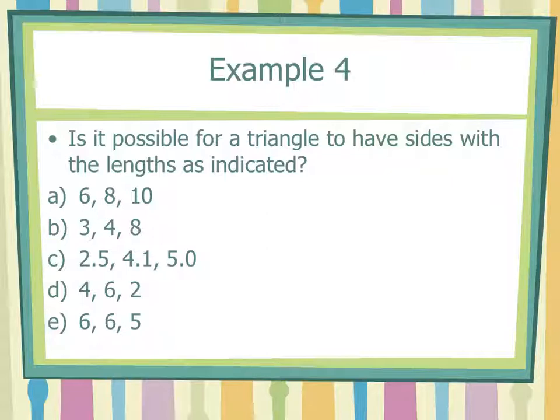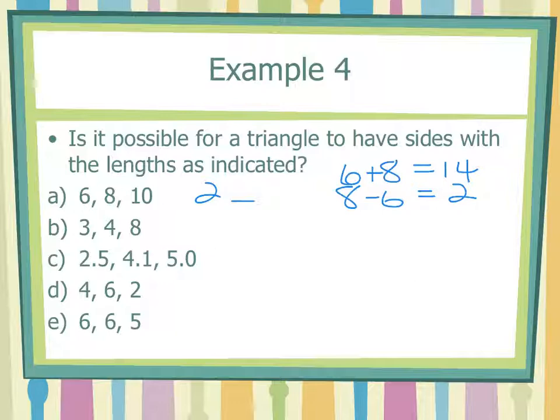And then the last slide is more examples. Now we're going to apply this. Now, best way to do it, take the two smaller numbers, because if it works for the two smaller numbers, then you know it's going to work. So for example, if I add 6 and 8, what do you get? 14. If I subtract 6 and 8, what do you get? 2. Okay. Is 10 in between 2 and 14? Yes, it is. So this works.